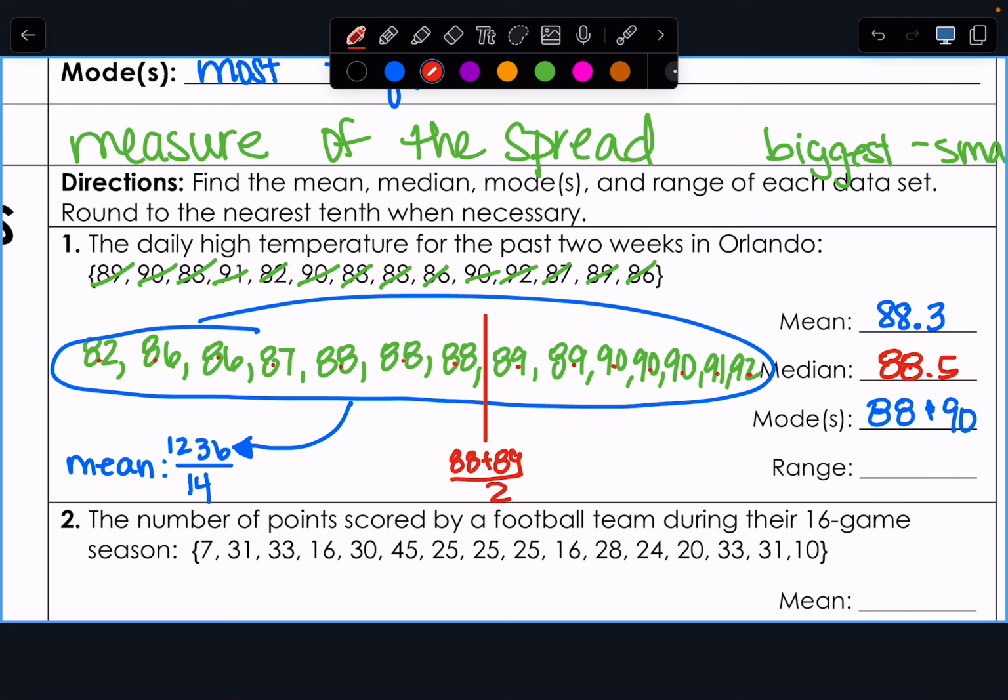Okay? All right, how do we get the range? Okay, 92 minus 82. Our range is 10. Okay. Cool.